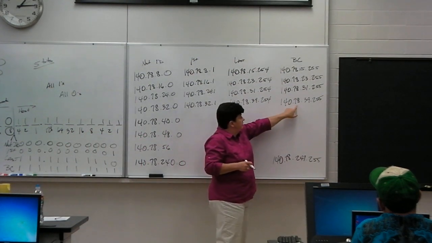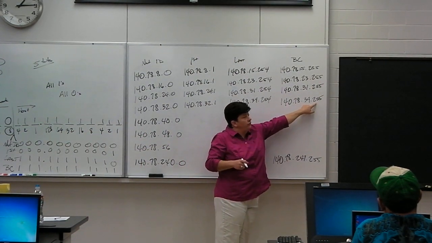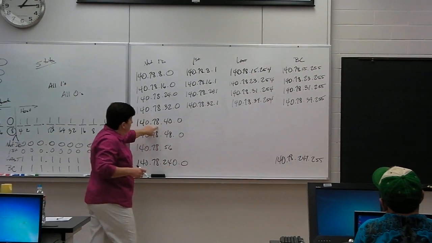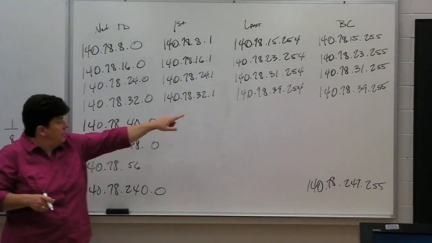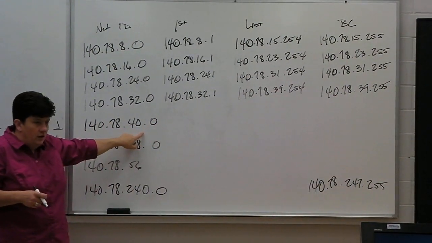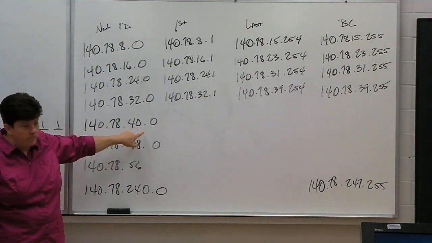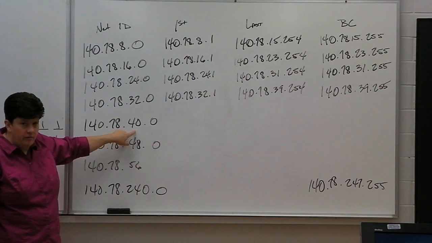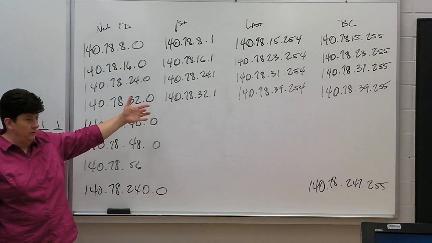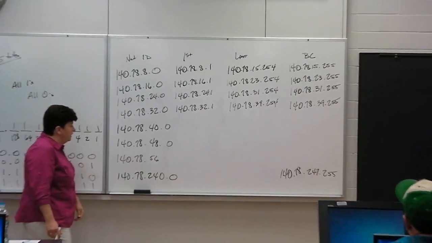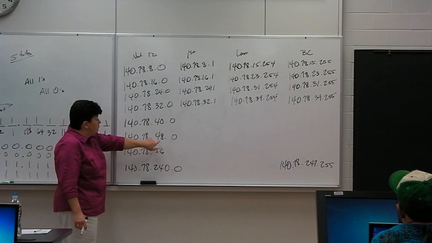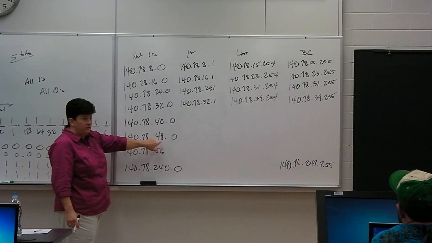So if this was at 78.39.255, 40.0, right? If I could add one to that, I get this. All right, well, more importantly, if I subtract one from this, I get the previous, correct? So I could actually give you a list and say, give me the broadcast address of this network.